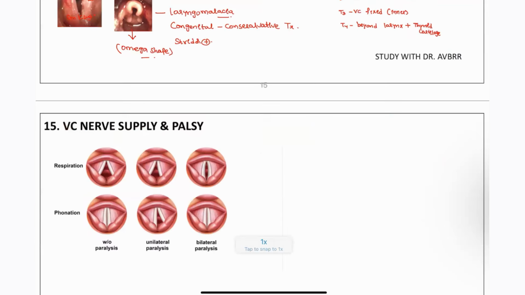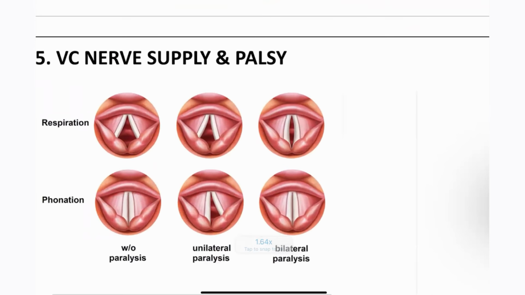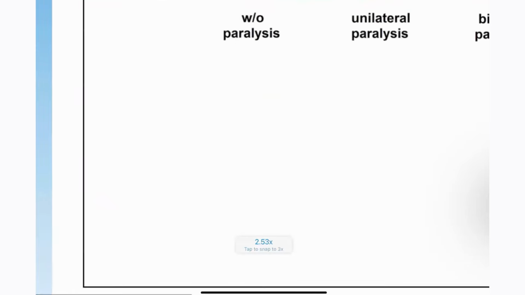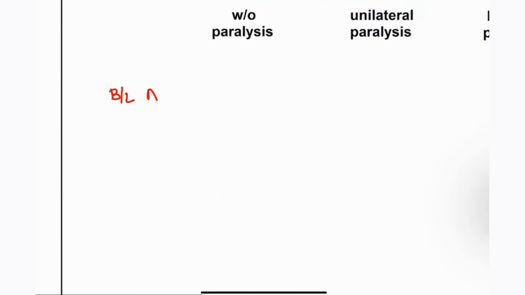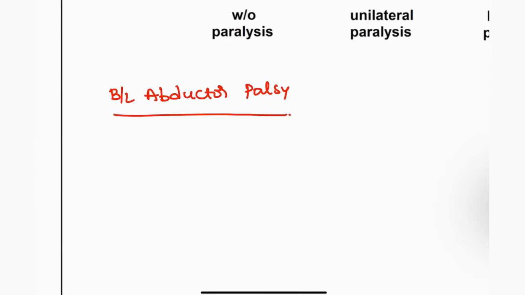Next, moving on to the vocal cord nerve palsy. You have to understand this. There are two types of vocal cord nerve palsy, guys. One is the abductor palsy, the other one is the adductor palsy. First we are going to see the bilateral abductor palsy. What does it mean? That means the patient cannot go to abduction. So the vocal cords will be seen this way only, both together. This is how you are going to see the larynx, in the adduction position. Adduction is normal in this patient.